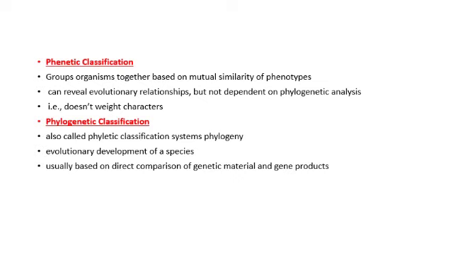What is phenetic classification? Phenetic classification is based on the mutual similarities. Phylogenetic classification is also known as phyletic classification. This is all discussed later in the following sessions. Phenetic classification is based on the mutual similarities, then phylogenetic classification is based on the evolutionary development of a species.